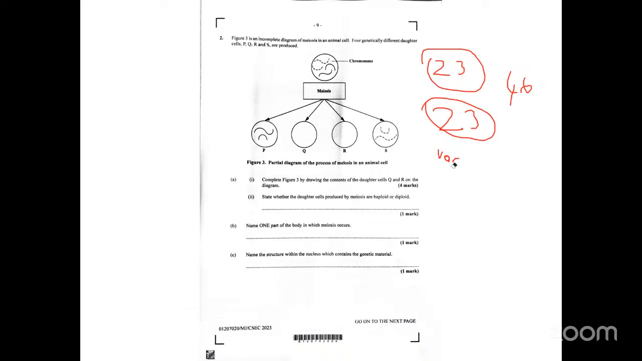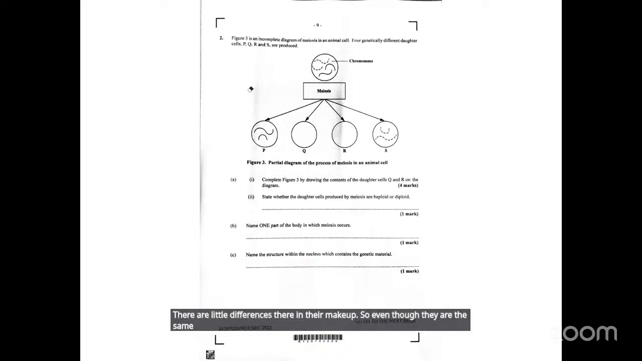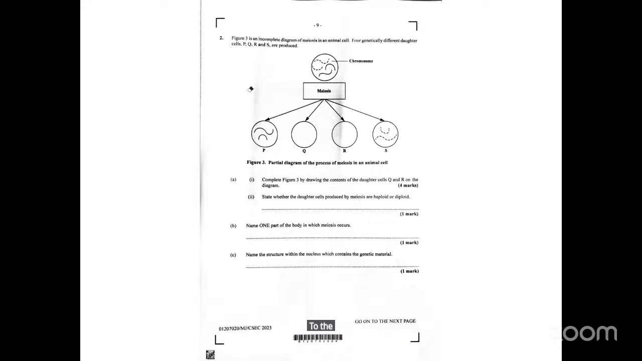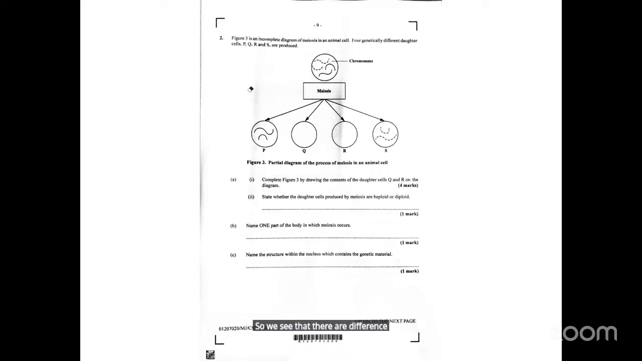Yes, sir. What does variation mean? Differences. That's why all human beings are different, even twins. There are little differences in their makeup. Even though they are the same, they are not genetically the same to the T. That's why animals look different. Even though we know that dogs are dogs, you can differentiate between two dogs of the same breed. So we see that there are differences in the characteristics of species.